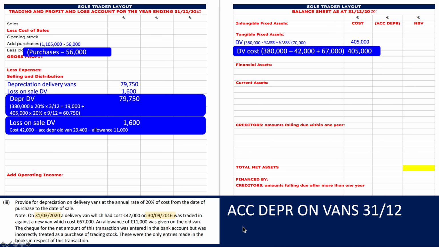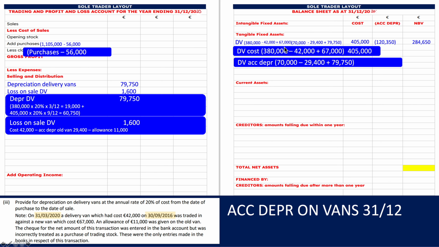Now what we'll do then to finish this adjustment off is we'll calculate the accumulated depreciation on vans at the end of the year. So what you have to do is you have to minus the accumulated depreciation on the van that was sold, okay, so 29,400, and you'll have to add the 79,750 depreciation charge for the year.